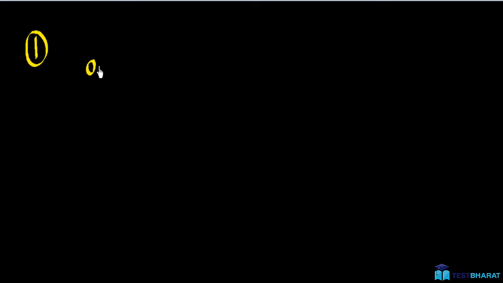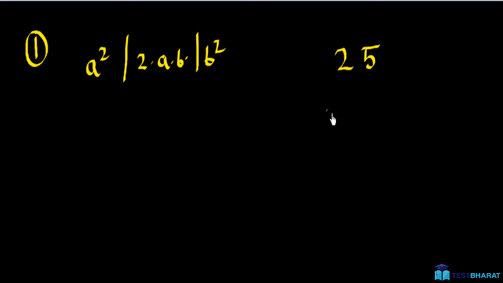This is a square plus 2ab plus b square. Let's say I have to find out the square of 25. So I'll say 2 is my a, 5 is my b. So a square is 4, and 2 into a into b, that is 2 into 2 is 4, into 5 is 20. And then b square, here b is 5, so the square of 5 is 25.